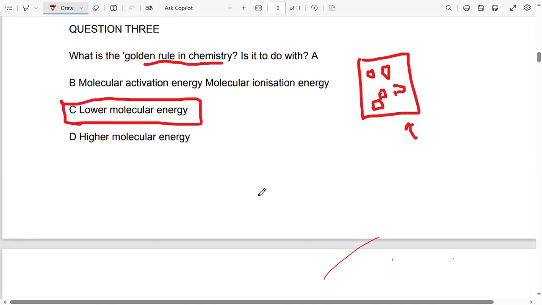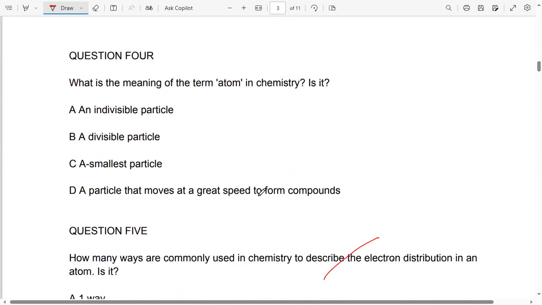Okay, and then we go to number 4. So if you have questions, please ask, guys. So question number 4, they're saying, what is the meaning of the term atom in chemistry? Okay, so this is a grade 10 answer.